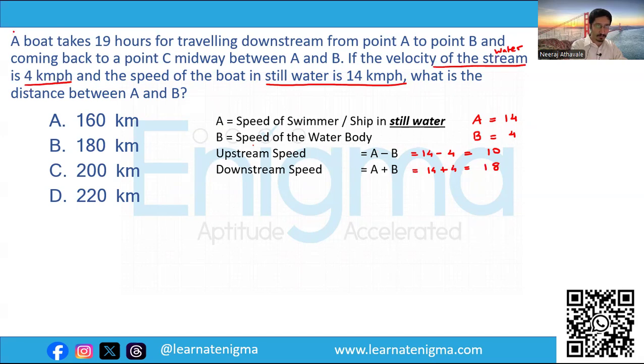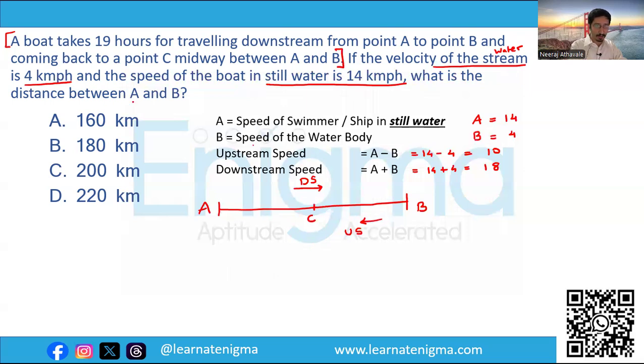Now, let's read the first part of the question. A boat takes 19 hours for traveling downstream from point A to point B and coming back to point C midway between A and B. So it is something like this. Point A is here, point B is here. This is downstream. So the boat is first of all going downstream from A to B and coming back until point C, which is the midpoint of AB. Now, obviously, while going it is downstream, so while returning, that is from B to C, it will be upstream.